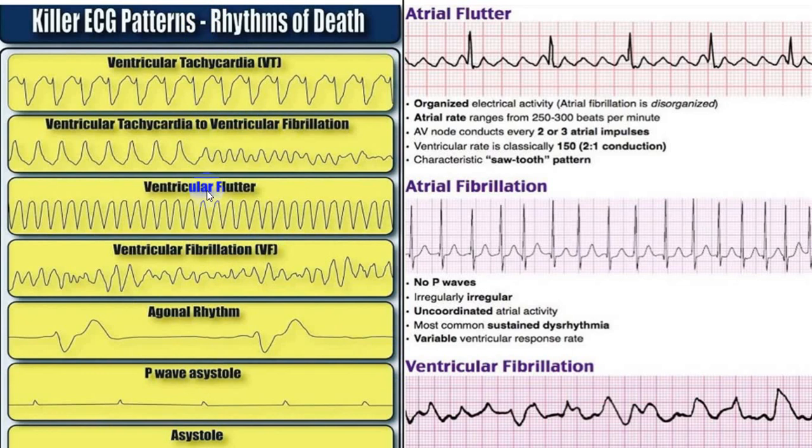All these are killer ECGs. Any one of these rhythms should be paid attention to and the treatment should be started immediately. While atrial flutter and fibrillation can end up with complications, ventricular fibrillation is a killer. So it should be treated as a killer ECG.